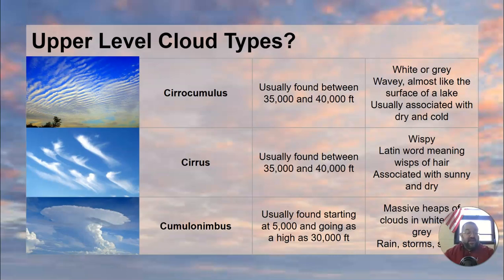And then finally, things that we're familiar with in Florida, the cumulonimbus cloud. These are usually found starting at 5,000 feet and go as high as 30,000 feet. These are usually associated with rain, storms, and sometimes even severe weather. Now, this picture I chose because it has what they call the anvil present on the top. If you're familiar with the anvil, that's what the iron worker uses to forge his iron when he's striking it with the hammer, and it looks kind of like an anvil in its shape itself.